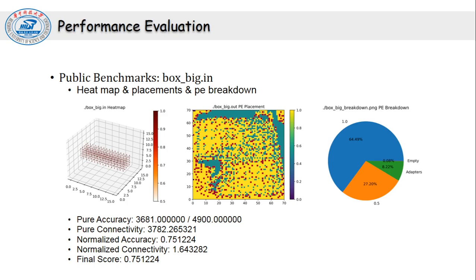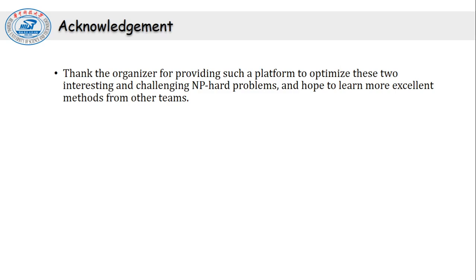Here we show the optimization results of a public benchmark instance. In this dataset, we used almost all available PEs and used most of the PEs for calculations instead of as adapters. From the final results, we reached a full score in the wire length optimization, and the result of the partitioning part is also good.